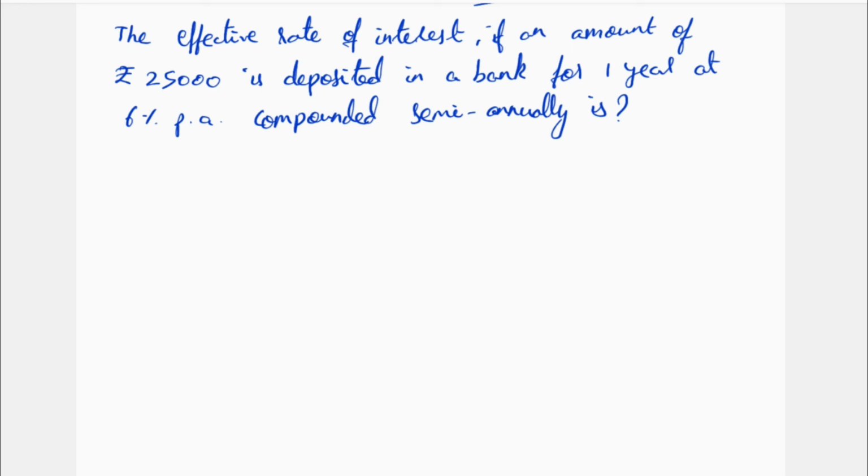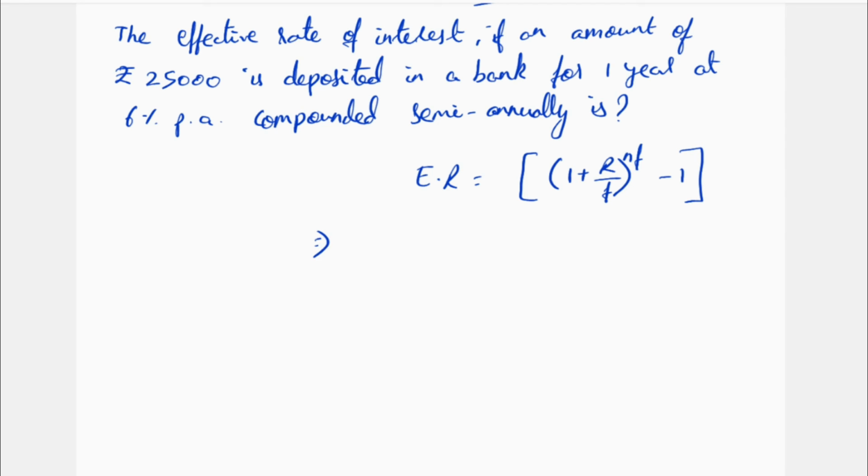Here I don't even have to consider the amount. I just have to find out the effective rate of interest. ER is equal to 1 plus rate of interest divided by the compounding frequency, whatever is the lesser frequency at which you're compounding, that whole raised to the power of the period into the compounding frequency, minus 1. That's all. This is the effective rate of interest.